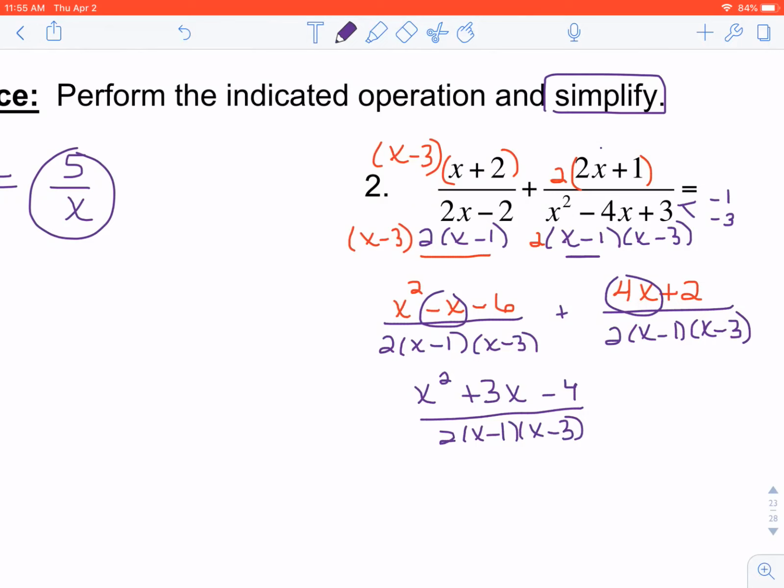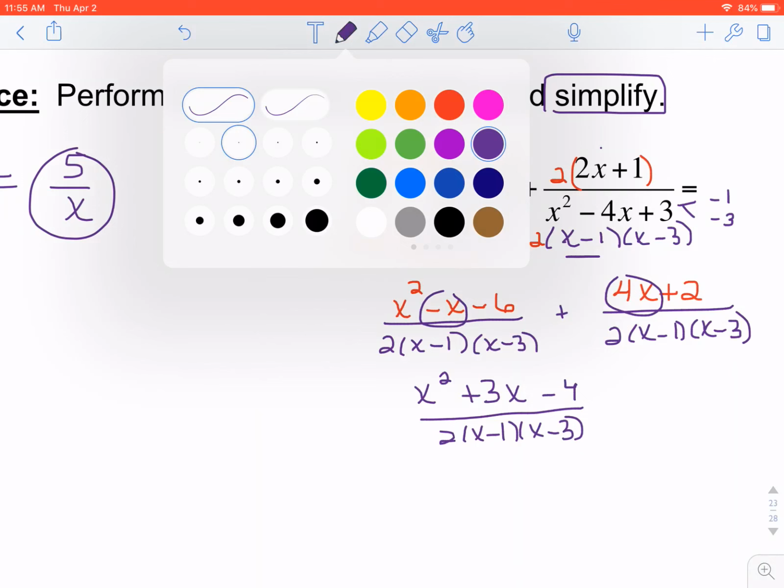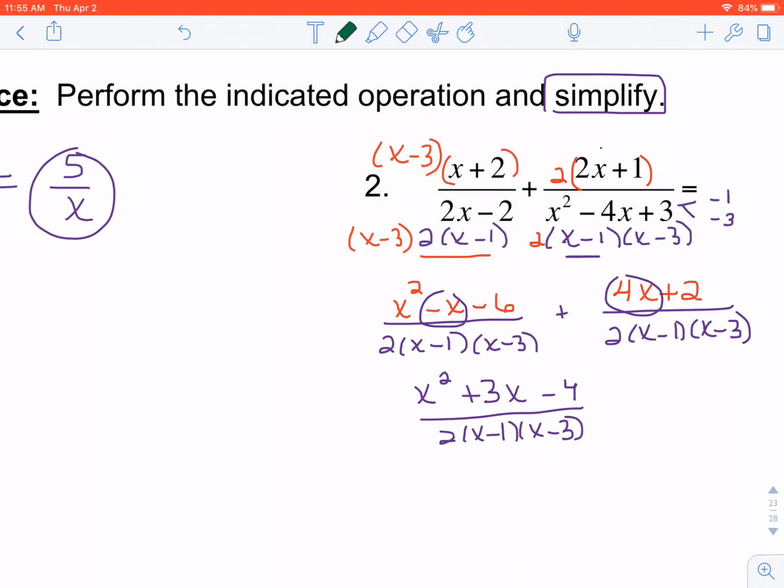Alright, so we did the operation, but then it says simplify, and that's when we need to make one more little check step here and see, did we simplify? Well, I know this can be factored. We have a -4 in the numerator, and we're trying to make a positive 3, so a positive 4 and a -1 would work. So that top becomes x plus 4 and x minus 1. The bottom has a 2 with the x minus 1 and the x minus 3.